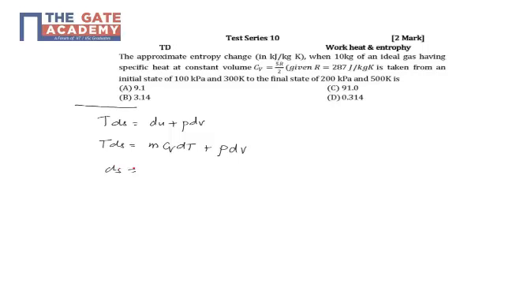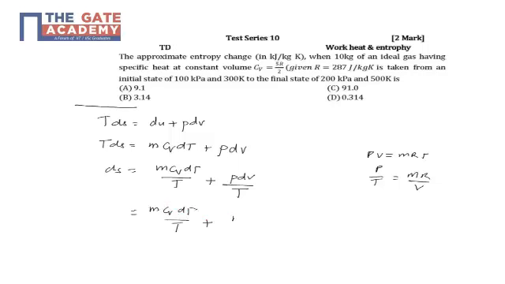Let's take T on that side, because we want only the change in entropy: dS equals m Cv dT by T plus pdV by T. Now remember that for an ideal gas pV is mRT, that's the ideal gas equation. So p by T is mR by V, so let's use that as well in this equation. dS equals m Cv dT by T plus mR dV by V. Okay, this is dS.